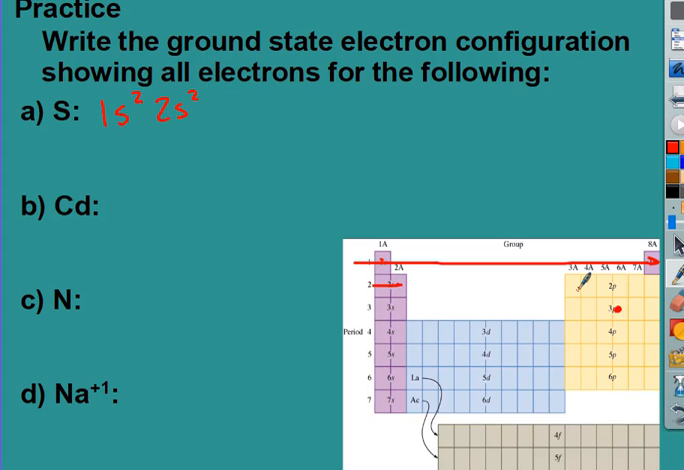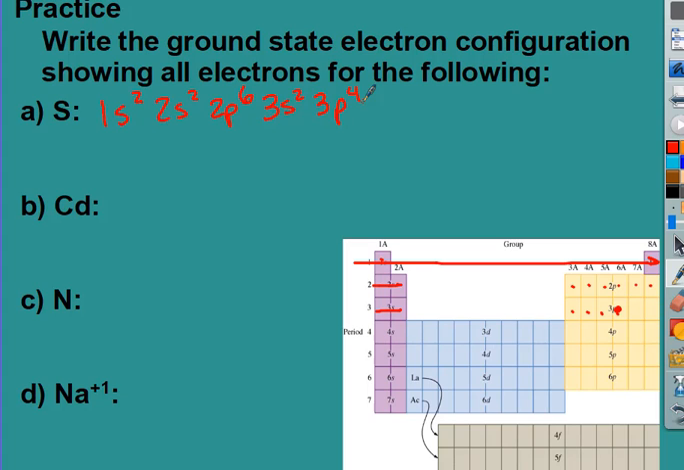Then I'm going to go to 2p, and the p's can hold 1, 2, 3, 4, 5, 6. So 2p6. Then I'm going to go through the 3s, so 3s2. And the 3p, I'm going to go 1, 2, 3, 4. And I need to stop at 3p4 because that's sulfur's element box.